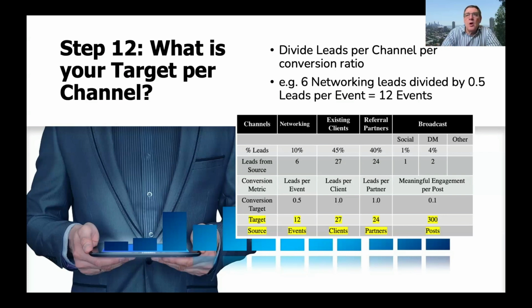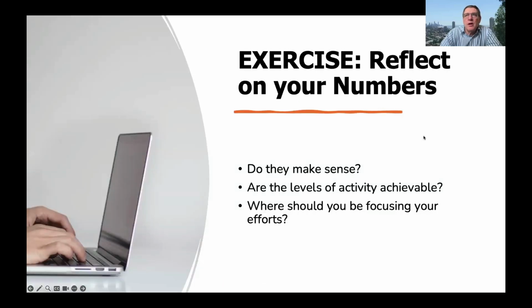Yeah. So I'm assuming you've got some numbers here. What I'd like you to do is just reflect on those numbers for a second. Just take 2 minutes. Do they make sense? Particularly the most important ones. Are those levels of activity achievable? Can you actually go to 400 networking events a year? That sort of stuff, if it's worked out for that. So therefore, some of your stuff could be unrealistic. And then where should you be focusing your efforts?